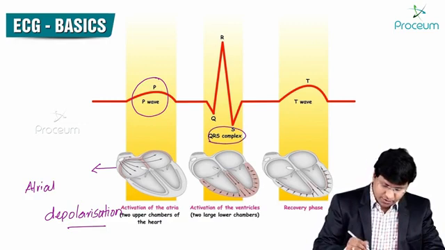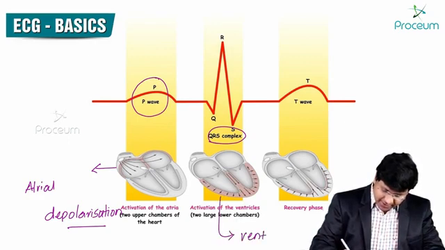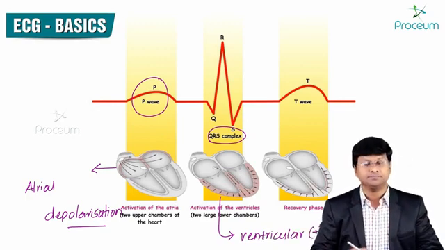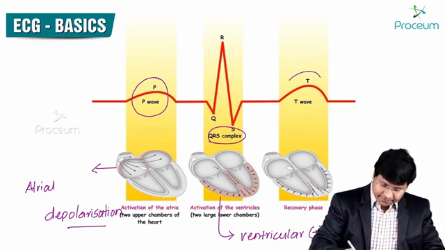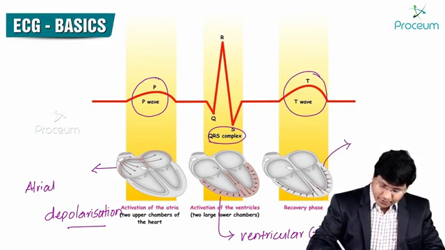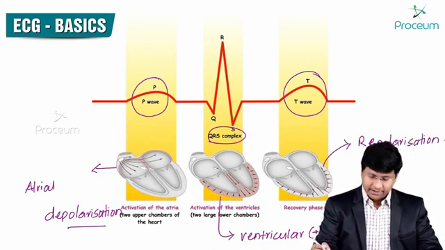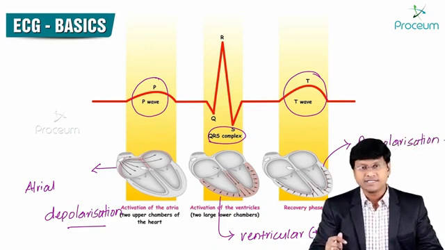Whereas the QRS complex is due to ventricular activation or ventricular depolarization. And the T wave is due to ventricular repolarization. Now what are you missing?